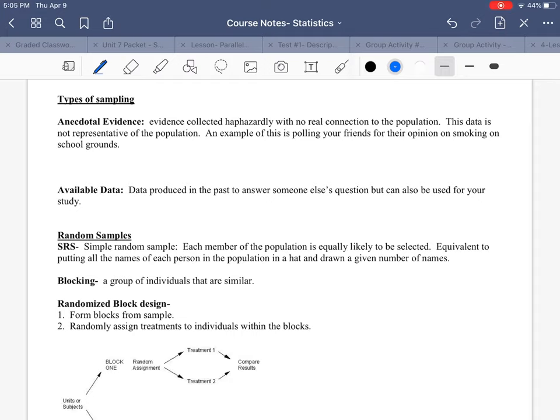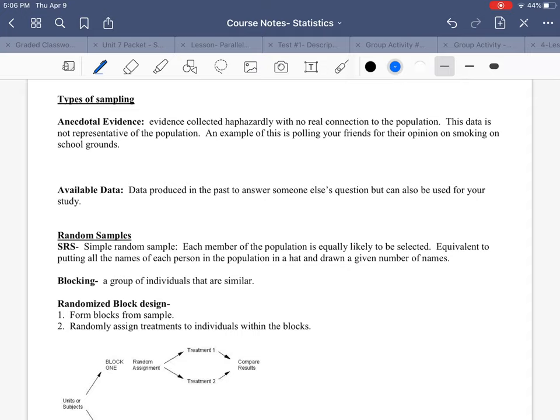Right? Available data could be fine. In the past, data was used to answer someone else's question, but could also be used for your study. I do this all the time. It's not plagiarism unless you use someone else's data that answers their question to answer your question that is the same as their question. Basically, you're reproducing their study. Then it's plagiarism.